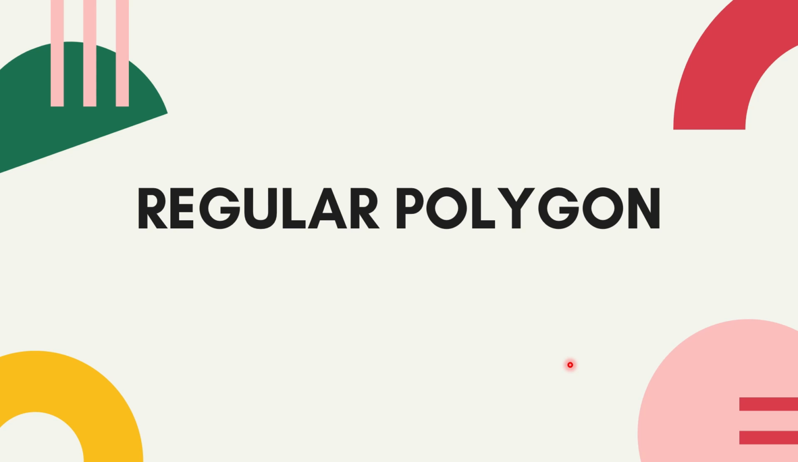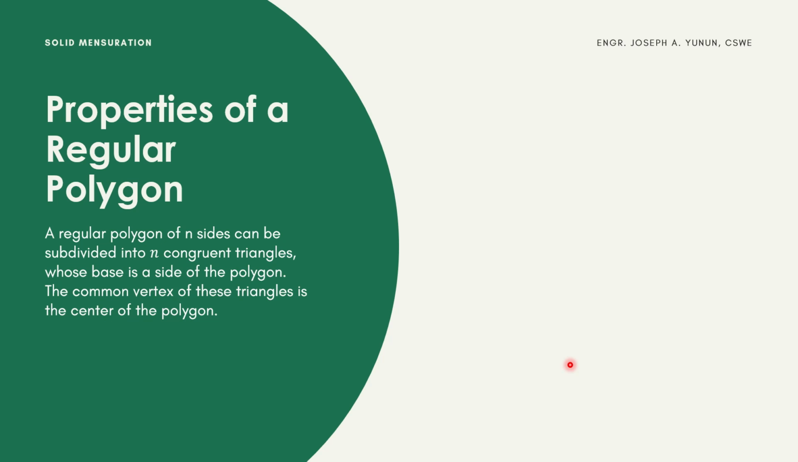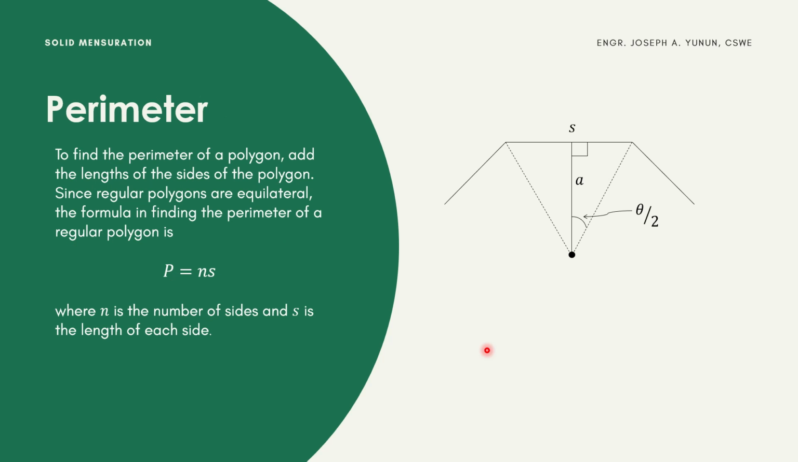Now let's talk about the properties of a regular polygon. So what are regular polygons? A regular polygon of n sides can be subdivided into n congruent triangles, whose base is also a side of the polygon, and the common vertex of these triangles is the center of the polygon.